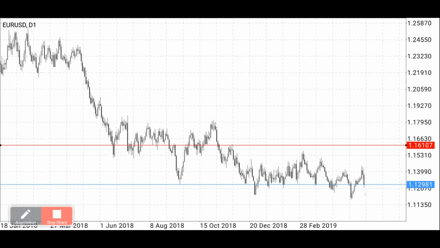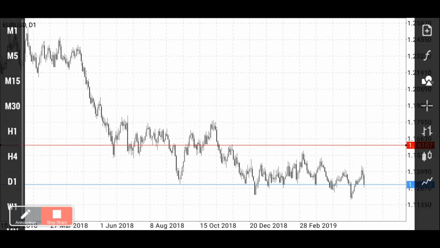Okay. So now you want to draw your support and resistance zones based off of where price is. You're always going to want one above, and you're always going to want one below. But you have to make sure there is a support and resistance zone. So move your line to where you think is a good support and resistance zone.